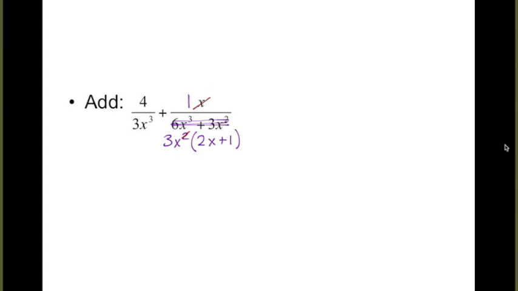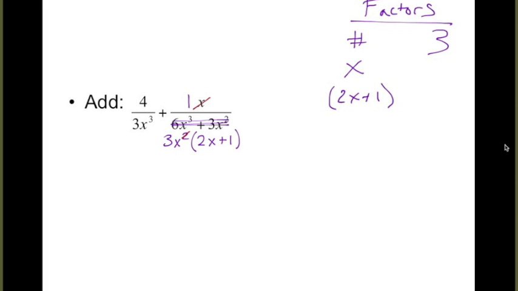So then I want to look at my types of factors. So I've got numbers, 3 and 3. I've got x's, the x cubed and the x. And I've got a 2x plus 1 group. So what kind of a coefficient am I going to need for this least common denominator? What kind of number? Six. So what are the numbers in the two denominators? 3. They're both 3, so they already match. So we don't need to do anything to that.